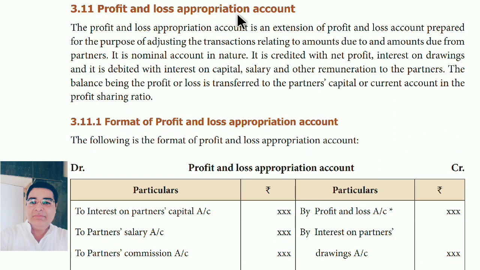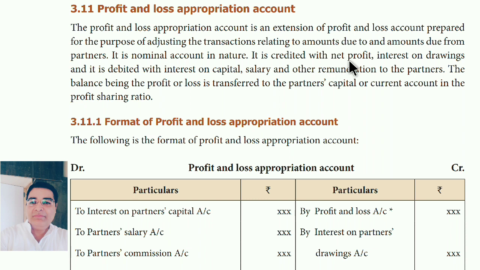Profit and loss appropriation account. What is profit and loss appropriation account? This is the fifth very short answer in your textbook. The profit and loss appropriation account is an extension of profit and loss account prepared for the purpose of adjusting the transactions relating to amounts due to and amounts due from the partners. It is a nominal account in nature. So if you write this one line, it carries 1 mark.